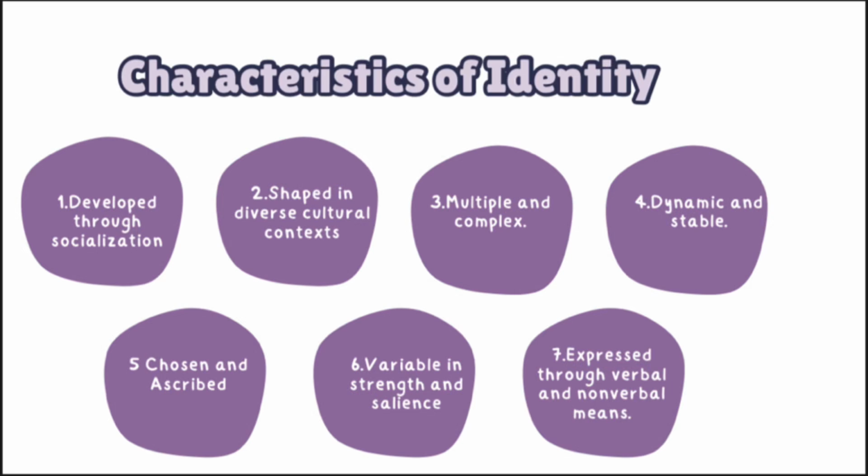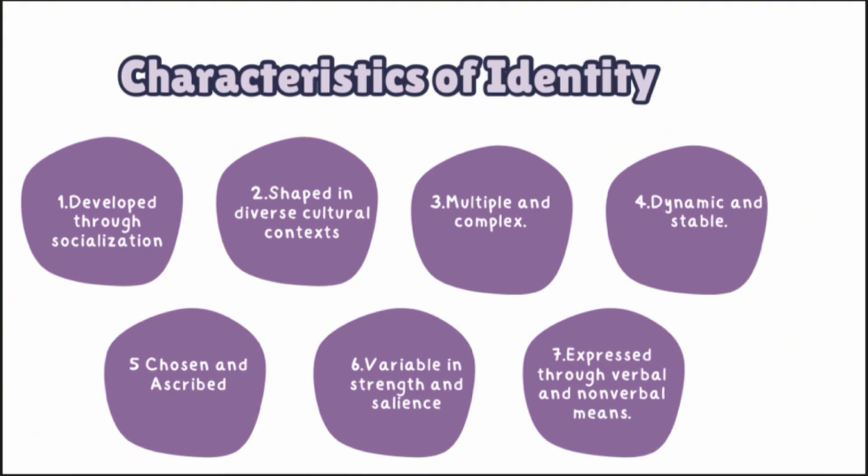3. Multiple and complex, also known as multilingual. Identity is made up of various aspects: personal, social, cultural, and professional that interact to form a whole. 4. Dynamic and stable. While identity evolves over time, it also provides consistency and continuity in how we perceive ourselves. 5. Chosen and ascribed. Some parts of identity are self-chosen, while others are assigned by societal factors such as race or gender.